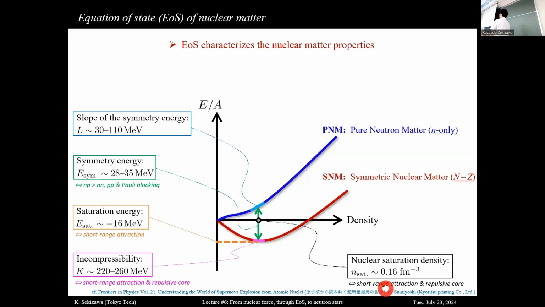And we have many parameters to characterize those equations of state. Especially, we have parameters like the slope of the symmetry energy, the energy difference between pure neutron matter and symmetric nuclear matter, the saturation density, which corresponds to this minimum, and the incompressibility, which is related to this curvature. So it tells how stiff or soft the equation of state is.